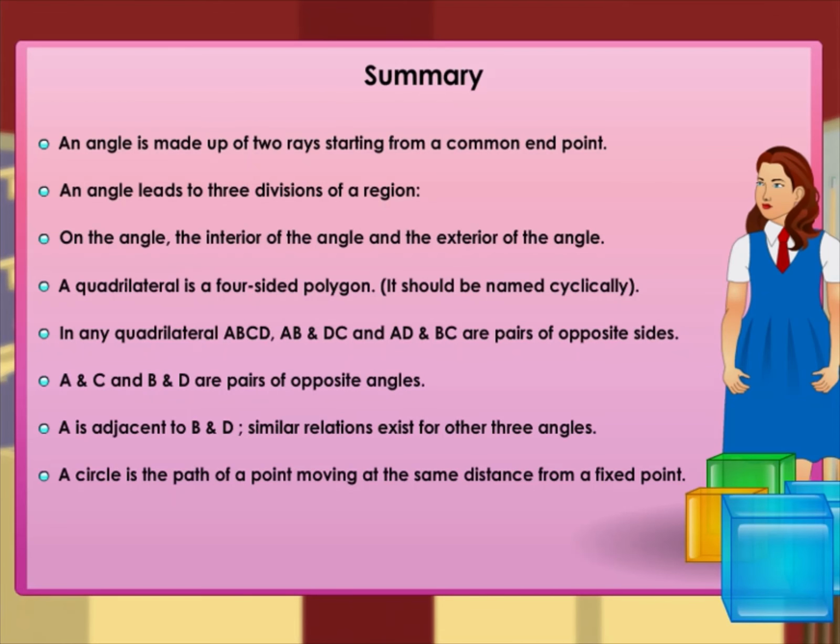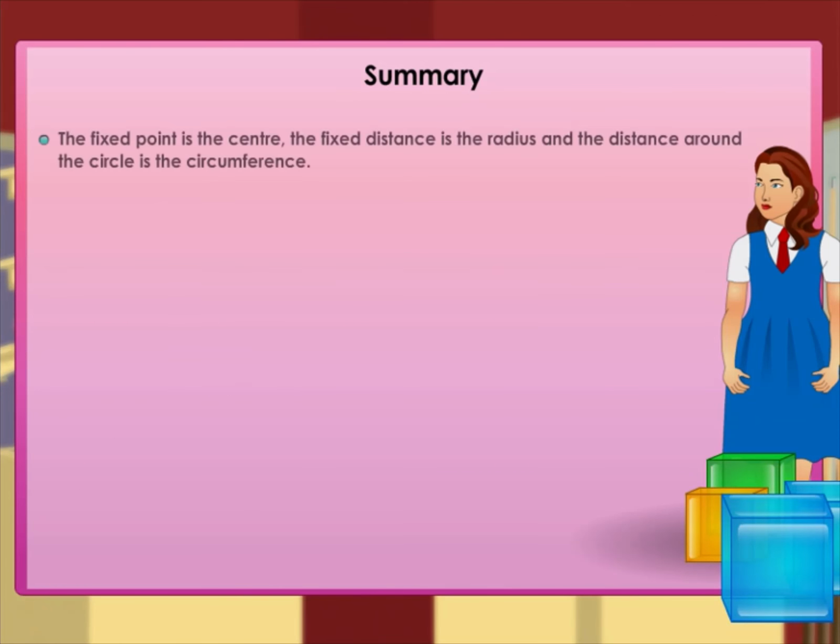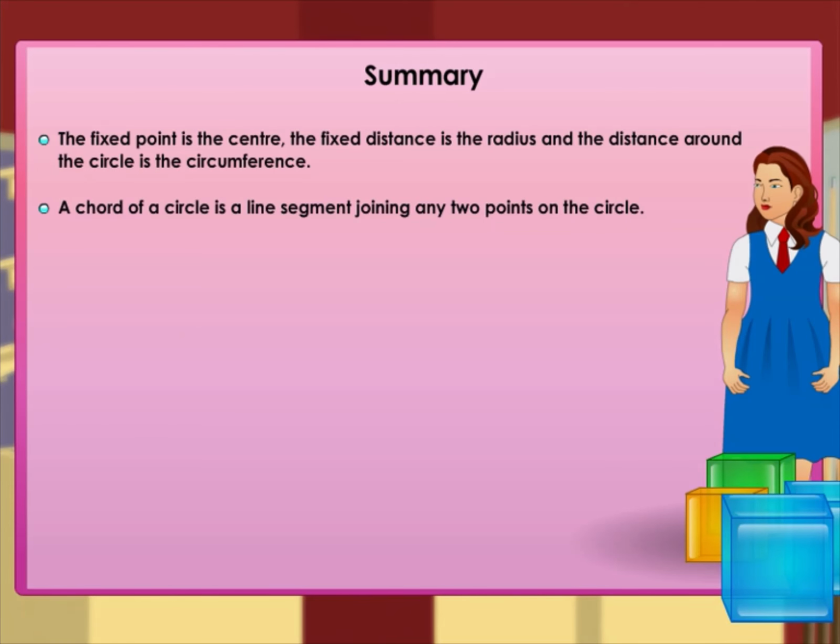A circle is the path of a point moving at the same distance from a fixed point. The fixed point is the center, the fixed distance is the radius, and the distance around the circle is the circumference. A chord of a circle is a line segment joining any 2 points on the circle. A diameter is a chord passing through the center of the circle.